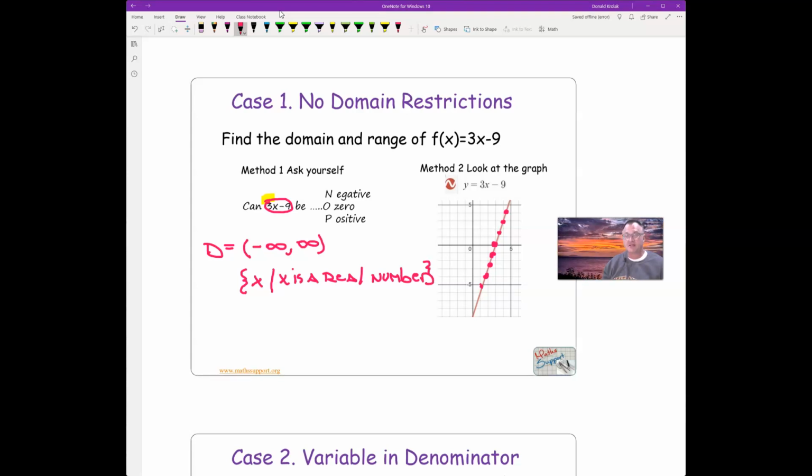Fancy bracket at the end. Okay, and that's the other way that you could write the domain of that. Okay, to get the range, well, I can look at the graph, and I can see the range of this is going to go all the way up and all the way down, so I could write my range the same way. It's going to go from negative infinity to positive infinity. So there was no restrictions on this graph.